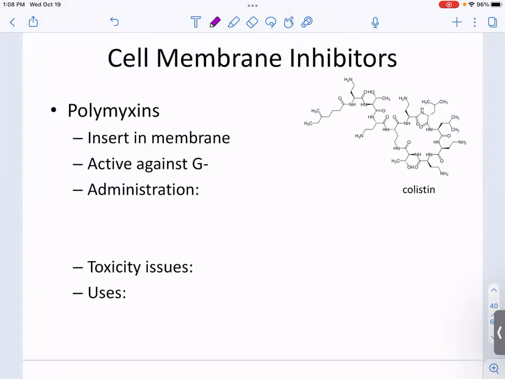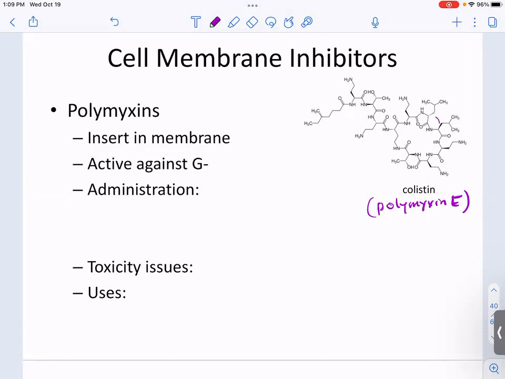Another class of drugs, of which there are only 2 examples right now in clinical use, are cell membrane inhibitors. They're called the polymyxins. Colistin is another name for polymyxin E. I think colistin is the brand name, and then the drug is polymyxin E. That's another one that you're going to use in lab next week, so put that up there as an example.